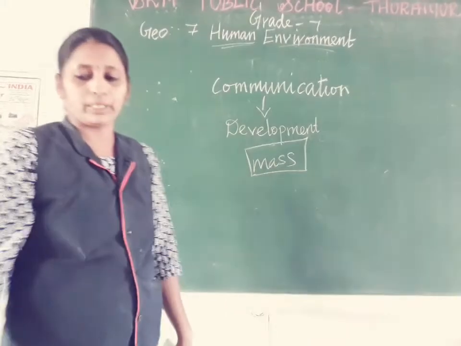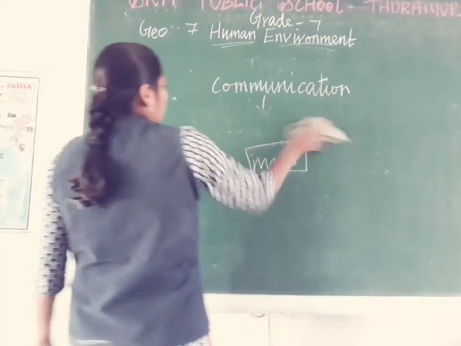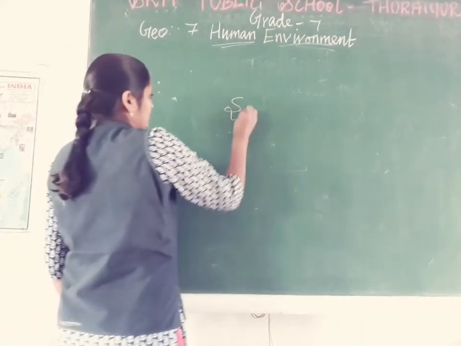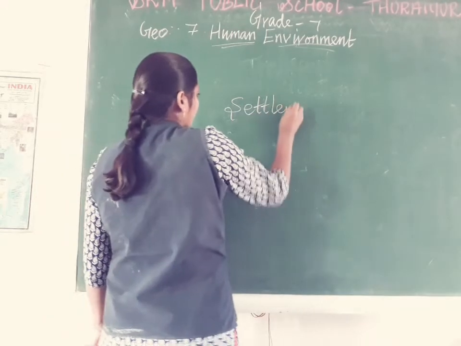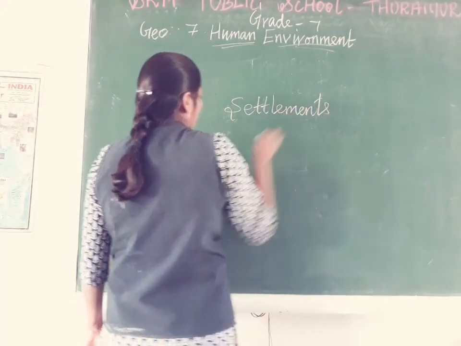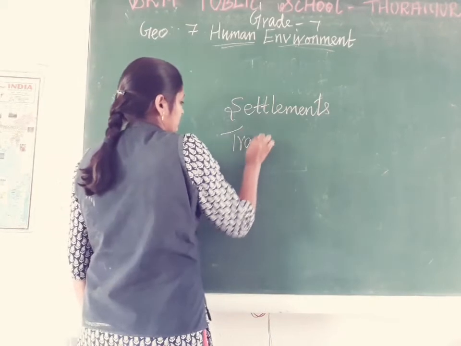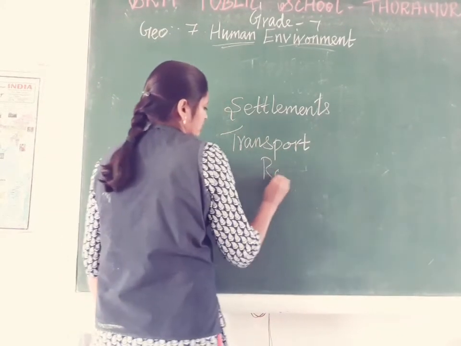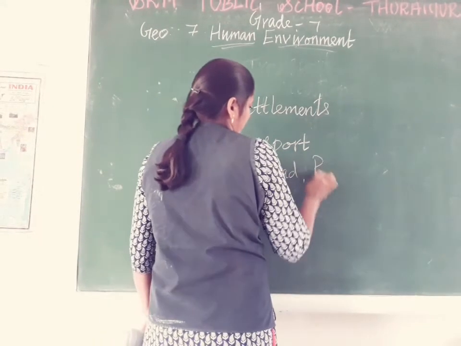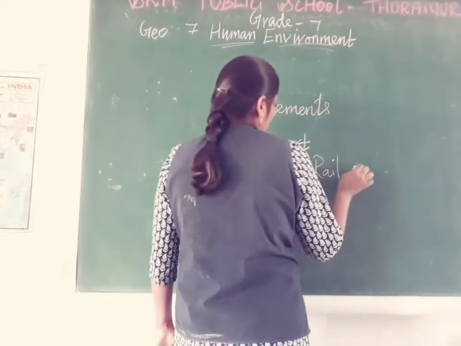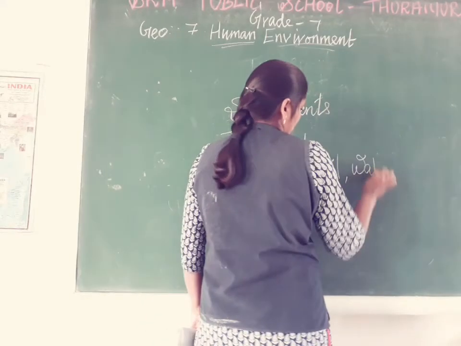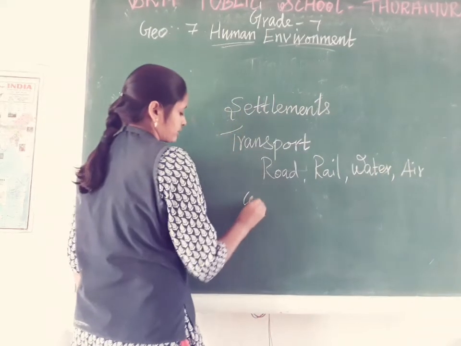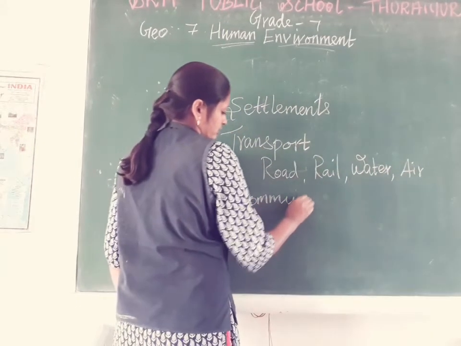So I complete the lesson up to this. Up to now we discussed settlements and transport. Under transport we discussed roadway, railway, waterway and airway, right? And at last we discussed communication.